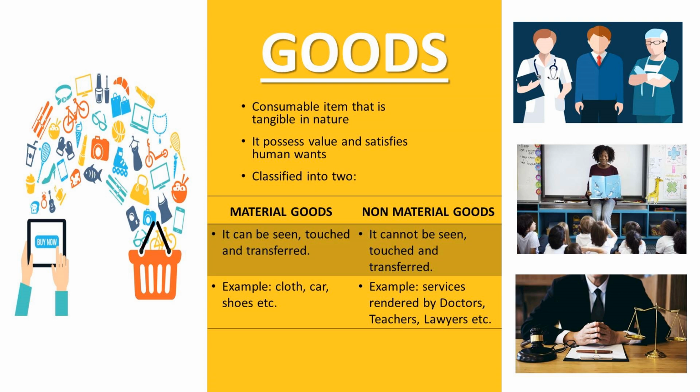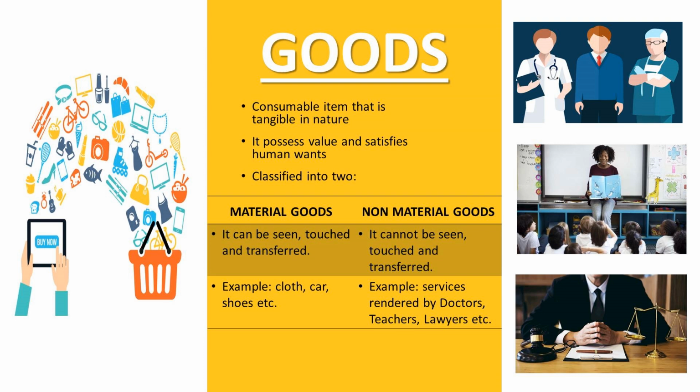Goods are divided into material goods and non-material goods. These goods are classified as per physical or non-physical nature. Material goods are those which are tangible. They can be seen, touched and transferred from one place to another. For example, cars, shoes, buildings, wheat, etc.